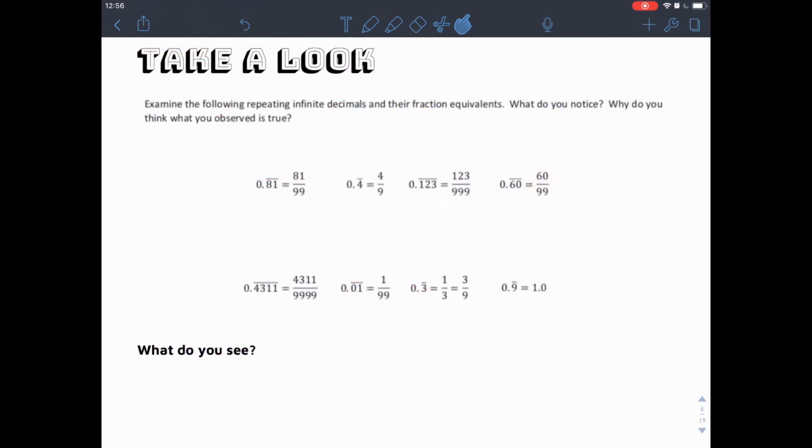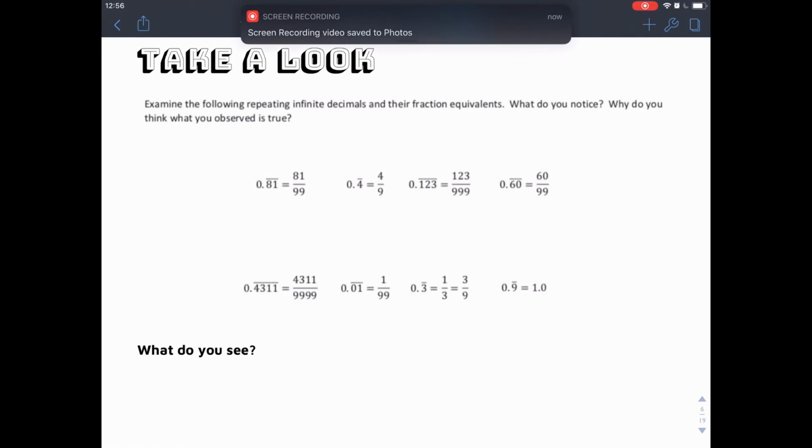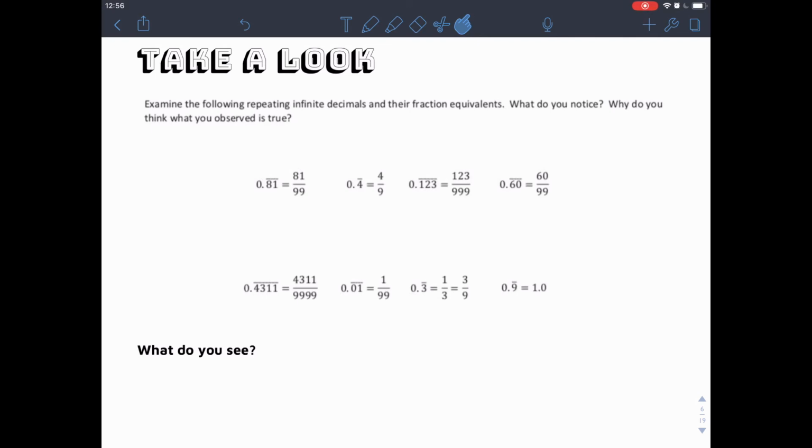Now you may have noticed something similar about those two examples that we did, and here are a set of other repeating decimals and their fraction forms, and you might notice that just about all of them are written with 9s in their denominators and nothing else, either 9 or 99 or 999, a whole bunch of 9s.